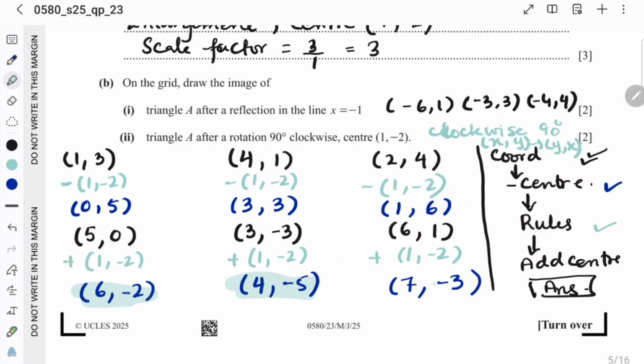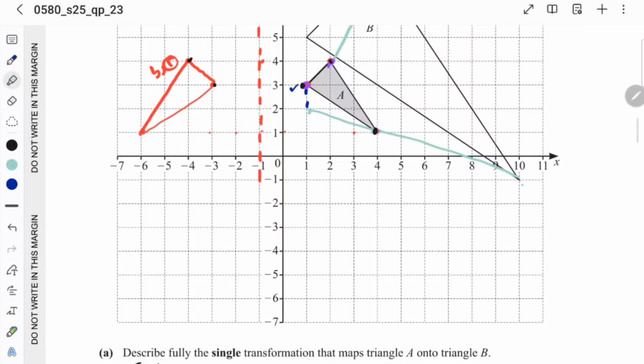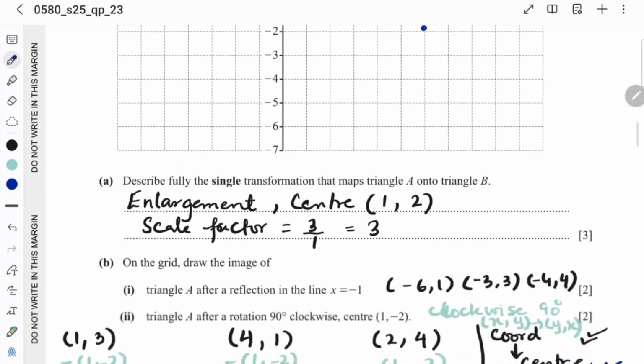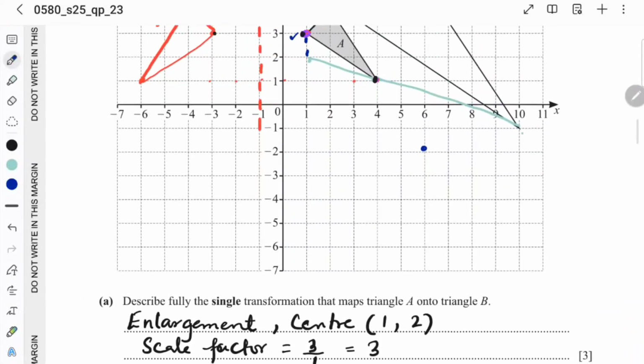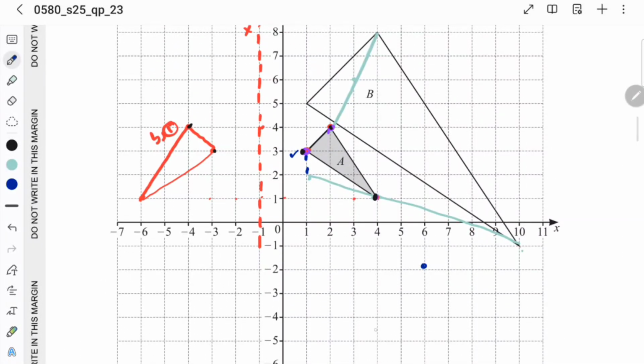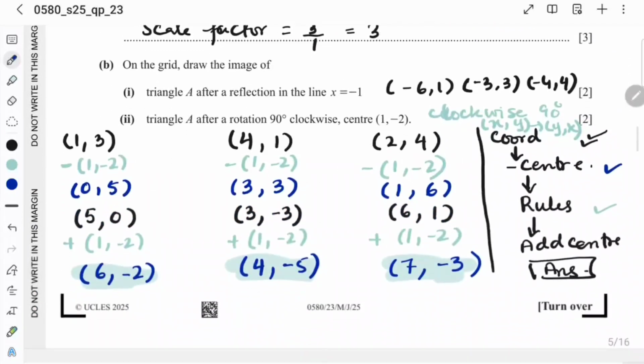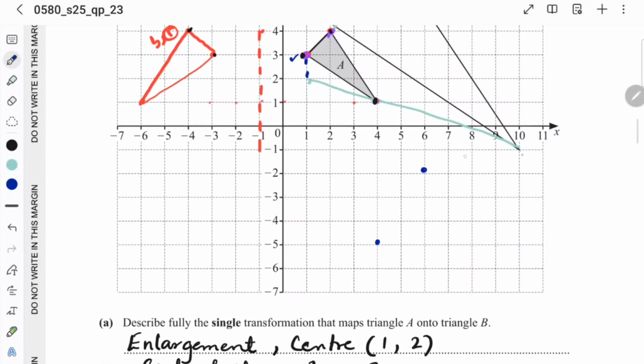I'll show you there. (6, -2), first coordinate. This is 6 and -2. And the next coordinate is (4, -5). This is 4, -5. And then afterwards, the last coordinate is (7, -3). 7 and 1, 2, 3, -3. Okay. Now we can check it also, just wait, you can just join them. This is your second part answer.